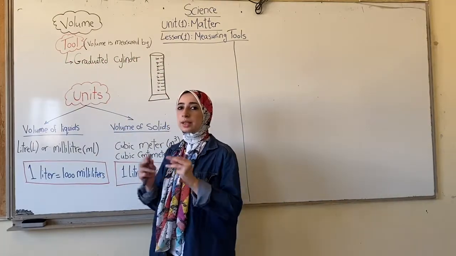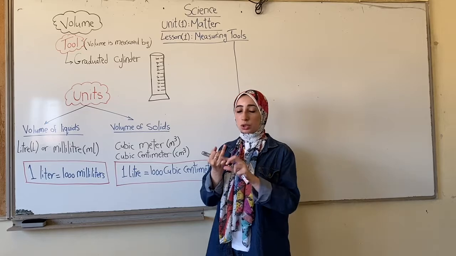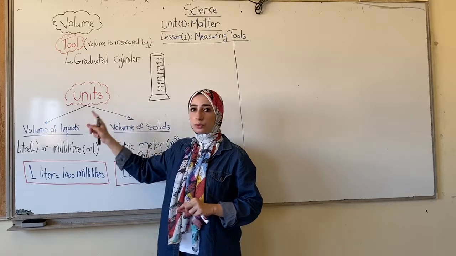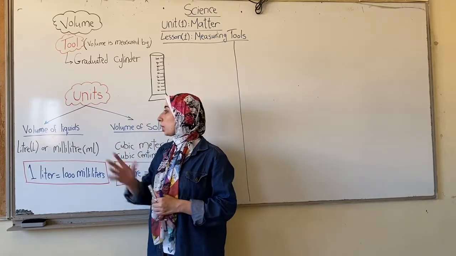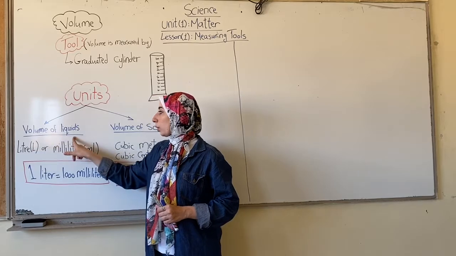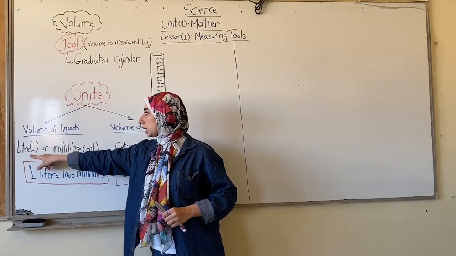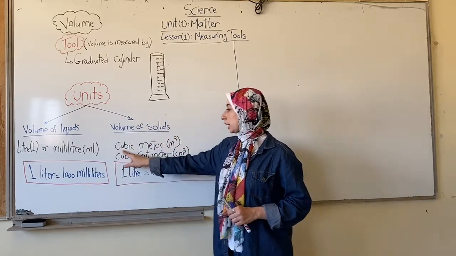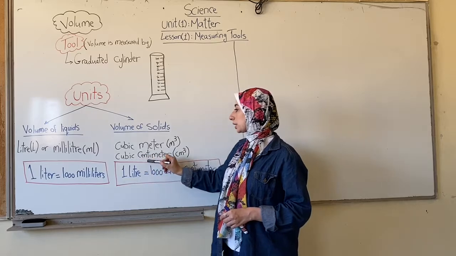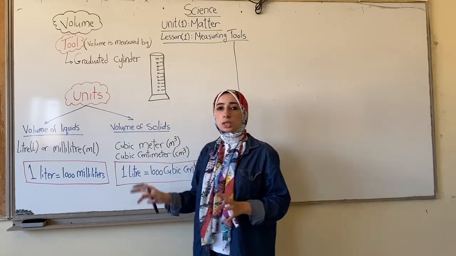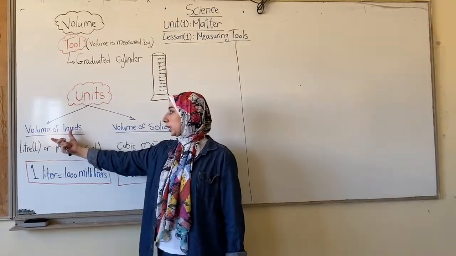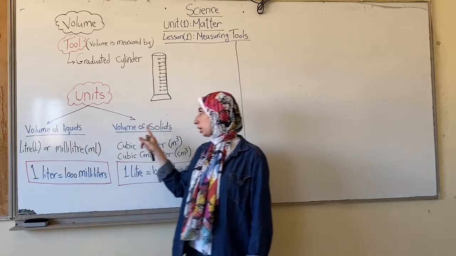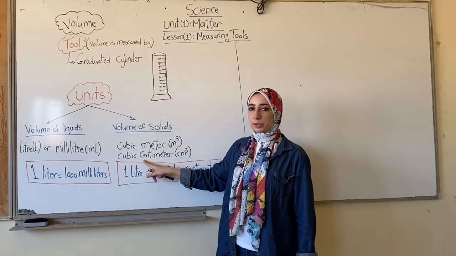We learned before that matter exists in three states: solid, liquid, or gas. So we have measuring units for volume according to its state. Volume of liquids is measured in liter or milliliter. Volume of solids is measured in cubic meter or cubic centimeter. So we have different units according to the state, liquid or solid. For liquids, liter, milliliter. For solids, cubic meter or cubic centimeter.